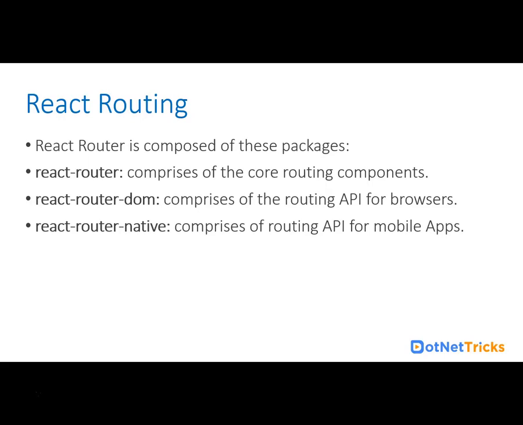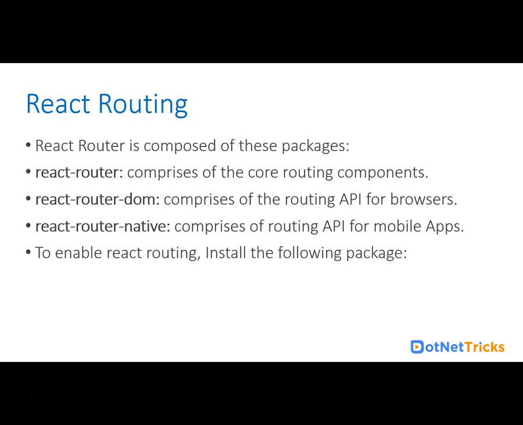React Router basically consists of some common core components that allow us to communicate between the DOM and native versions for core routing components. React Router DOM comprises the routing API for browsers or web applications, and React Router Native comprises the routing API for React Native mobile applications. Basically, React Router hosts some core components for routing in a React application. For that purpose, we need to install React Router DOM.